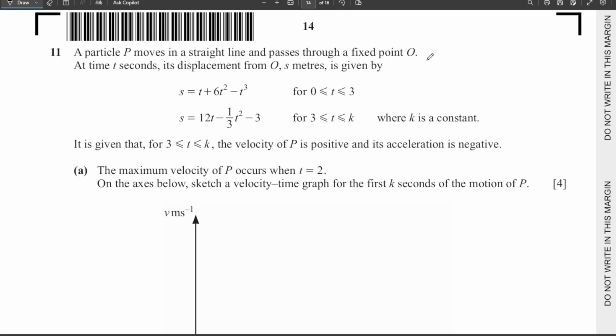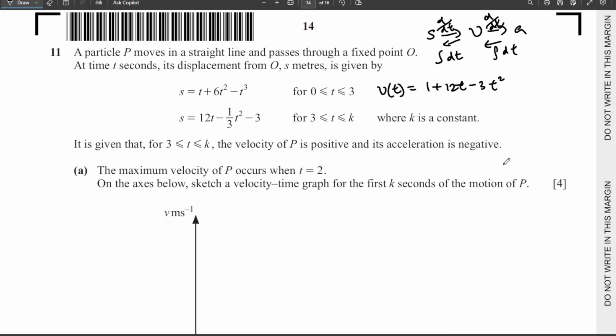Alright, let's recall first. We have the displacement equations. How do we get the velocity equation from a displacement equation? Displacement to velocity to acceleration, we differentiate with respect to time. Going backwards, we integrate with respect to time. So let's take the time derivative. For the first 3 seconds, the velocity will be 1 plus 12t minus 3t squared. Just a simple differentiation. For 3 to k seconds, the velocity will be 12 minus 2 over 3t. Okay, that's it.